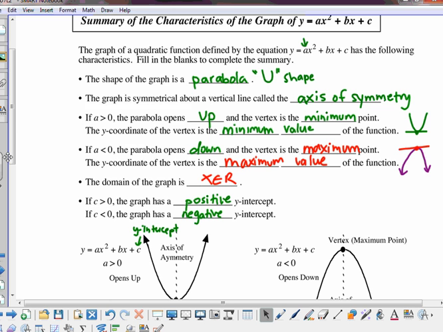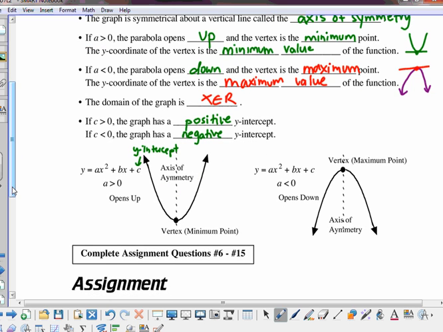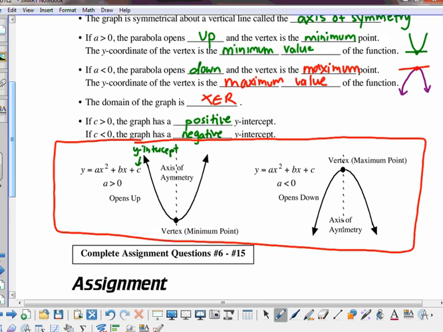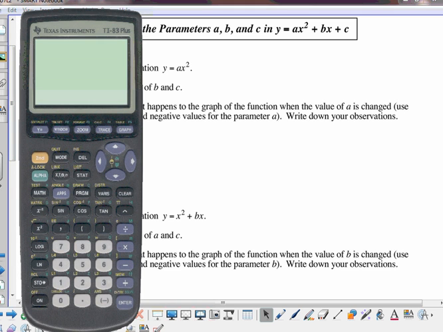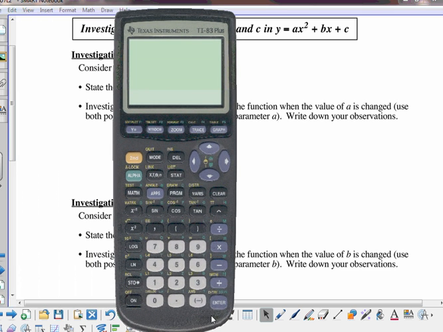Okay, so here, guys, is basically a summary of this lesson, right? So your vertex being your minimum point if it opens up, axis of symmetry is your x equals a number. Okay. Now, just a really quick investigation. I wanted to show you a couple graphs. So what if we change A, B, and C? Just sit and watch the calculator.